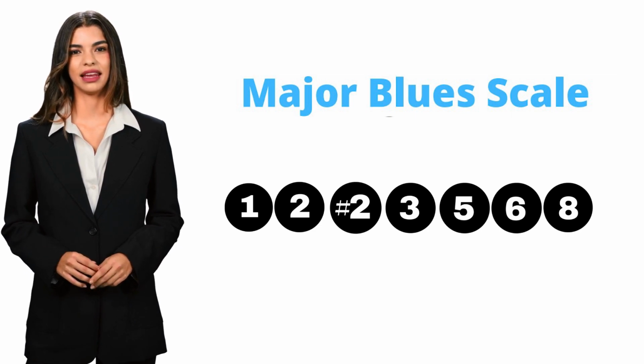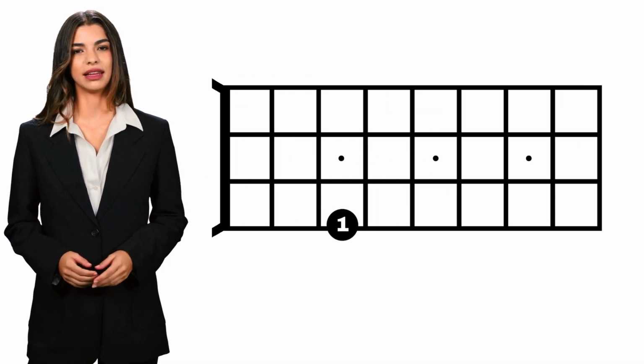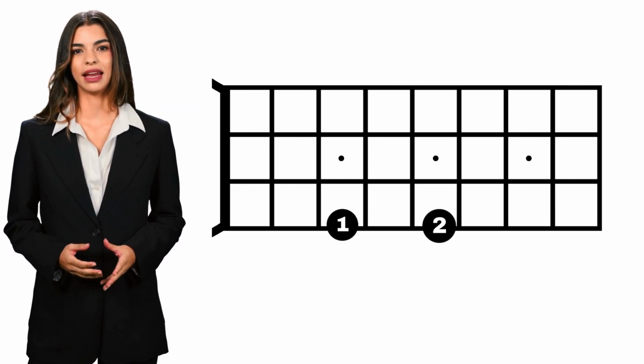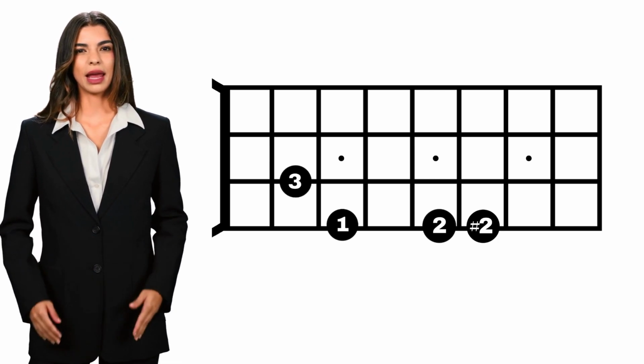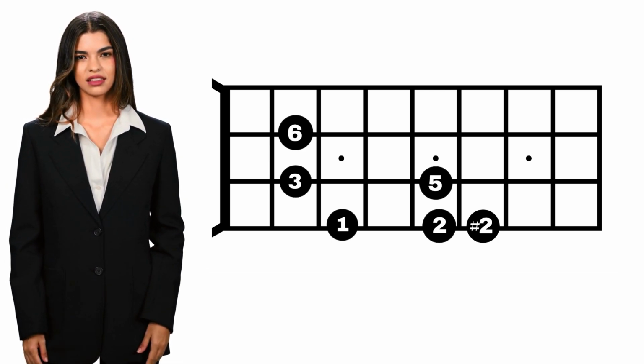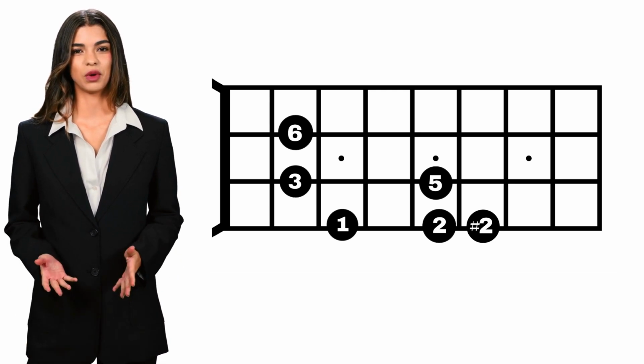The major blues scale is formed by a first, the tonic, a major second, an augmented second or minor third, a major third, a perfect fifth, and a major sixth, which is 1 tone and a half away from the octave.